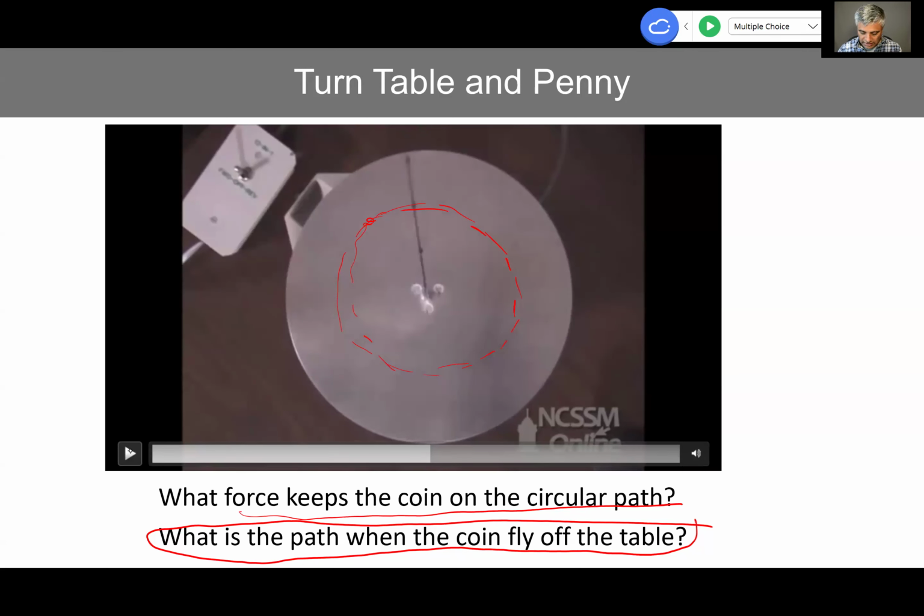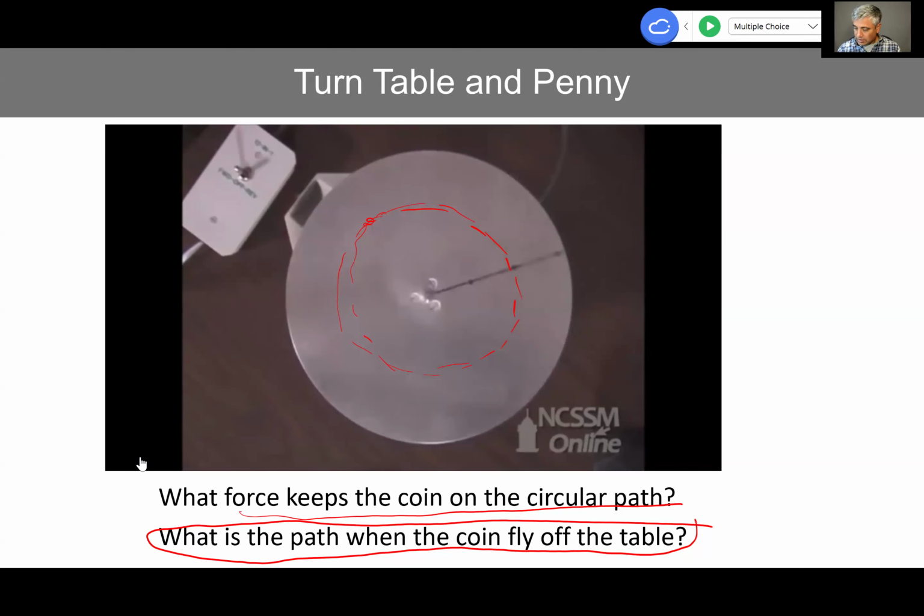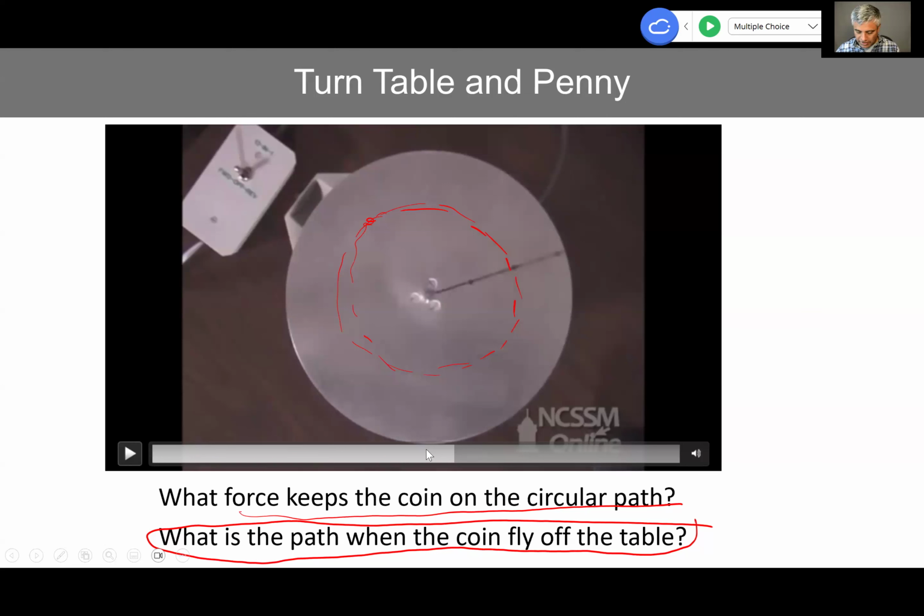I want to go a little before that. The thing is, when in PowerPoint mode, it's hard to control the speed. Okay, looks like with the mouse I can do that. So you see here, it is sliding away from the center. Did you notice that? Sliding away from the center.